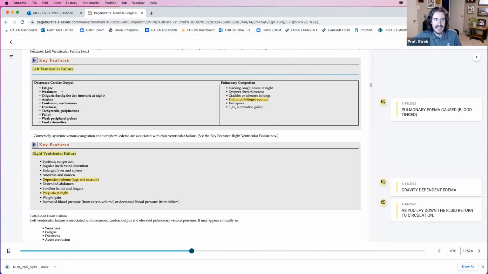You have to understand why the signs and symptoms are there, because if you don't, all you're going to be doing is memorizing every test. At this point, I want you to walk into a patient's room and say, you have left ventricular failure. I know why you're confused. I know why you're dizzy. I know why you're tachycardic. You need to know the why.